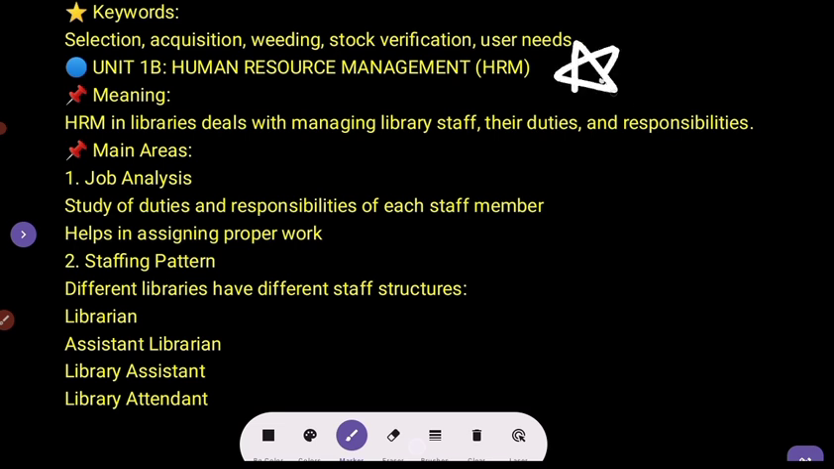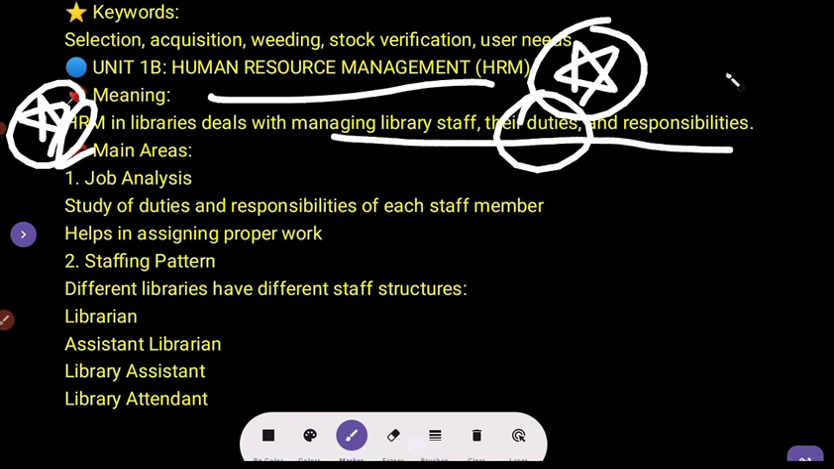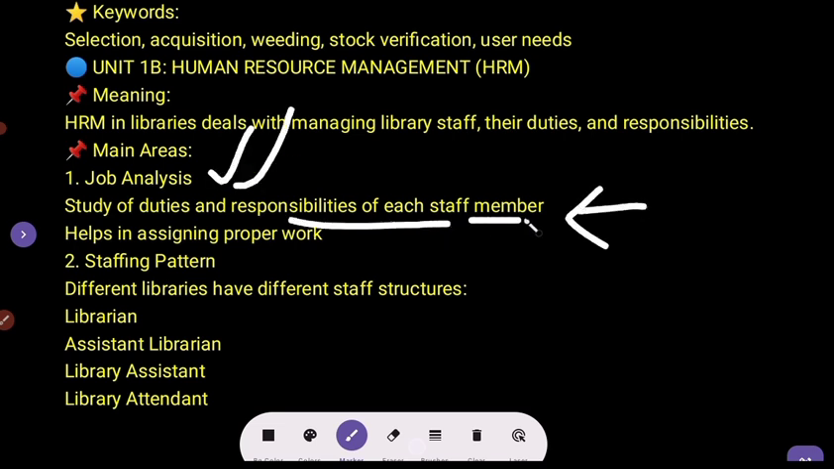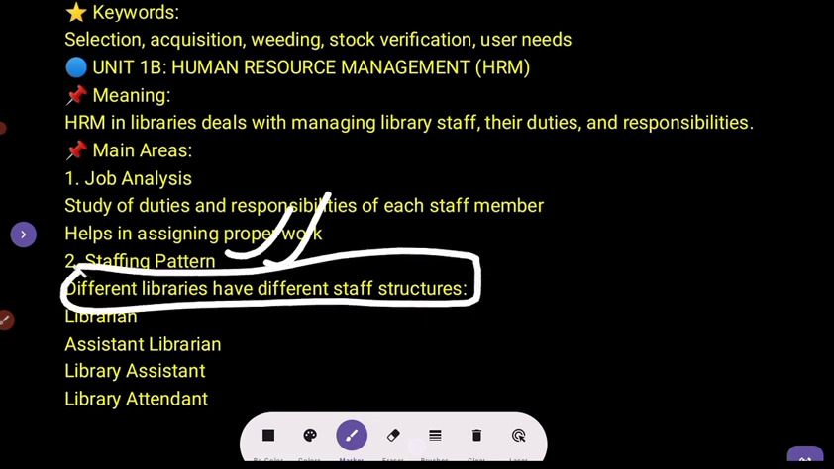Now unit 1B is another unit, which is your human resource management. Human resource management in a library deals with managing library staff, their duties and their responsibilities. The main area is job analysis, meaning a study of duties and responsibilities of each staff member, which helps in assigning proper work. Second important thing is your staffing pattern, meaning different libraries have different staff patterns.